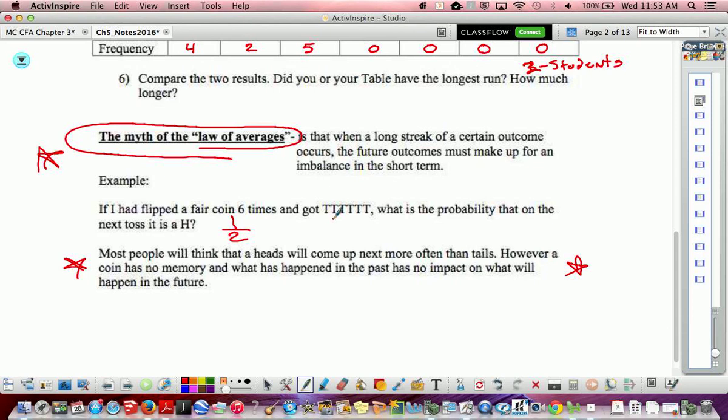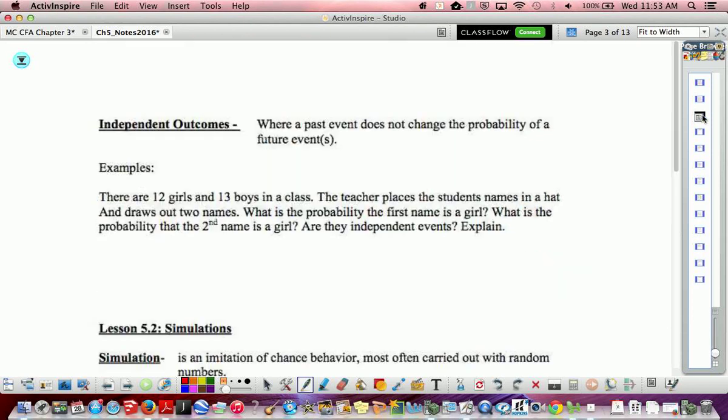All right. Go to the last page, because the notes did spill over just a tiny bit today, because I couldn't squeeze all these concepts onto one page. But the last concept basically gets to this piece of independent outcomes. It's basically where past events do not change the probability of future events. So flipping a coin and noting heads and tails, those are independent events.